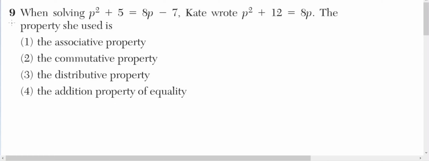Alright, so number 9. When solving p squared plus 5 equals 8p minus 7, Kate wrote p squared plus 12 equals 8p. The property she used is, and we have a choice between the associative property, commutative, distributive, and the addition property of equality. I think the best way to talk about this would be to review each of the properties, because the example problem could have tested any one of these, and you should know all 4.